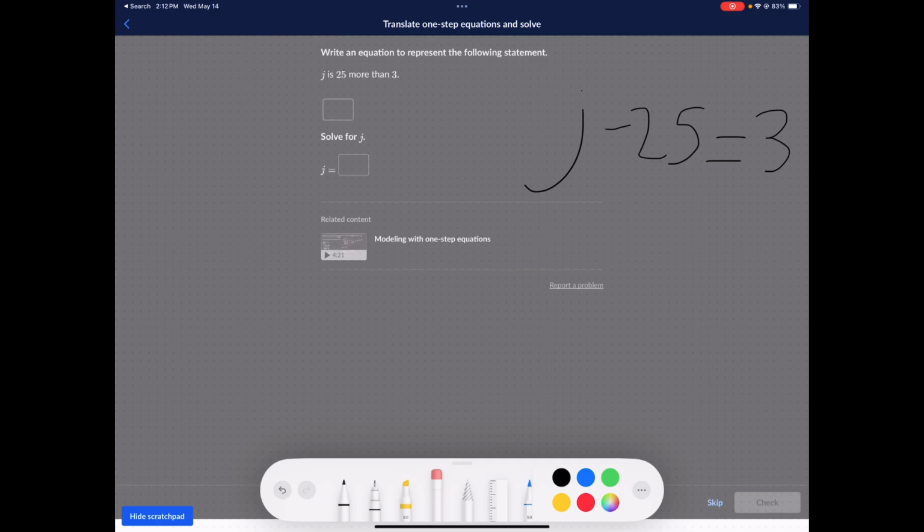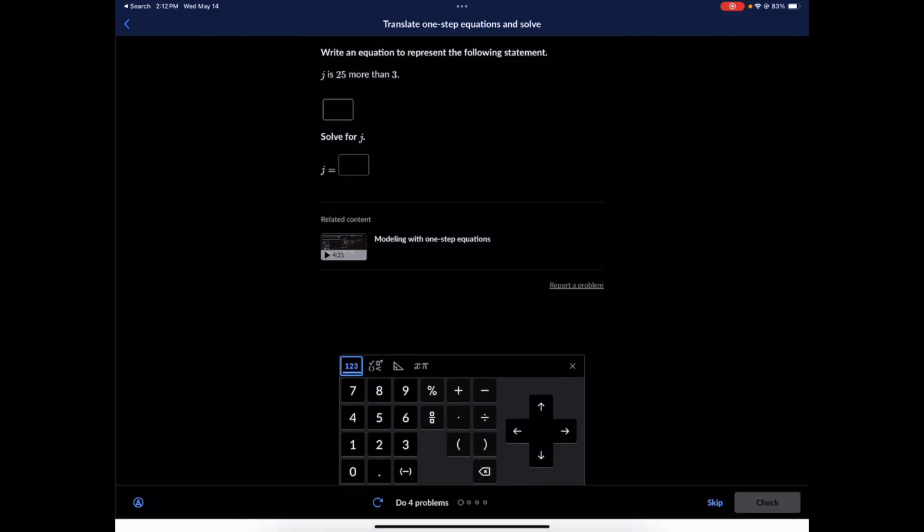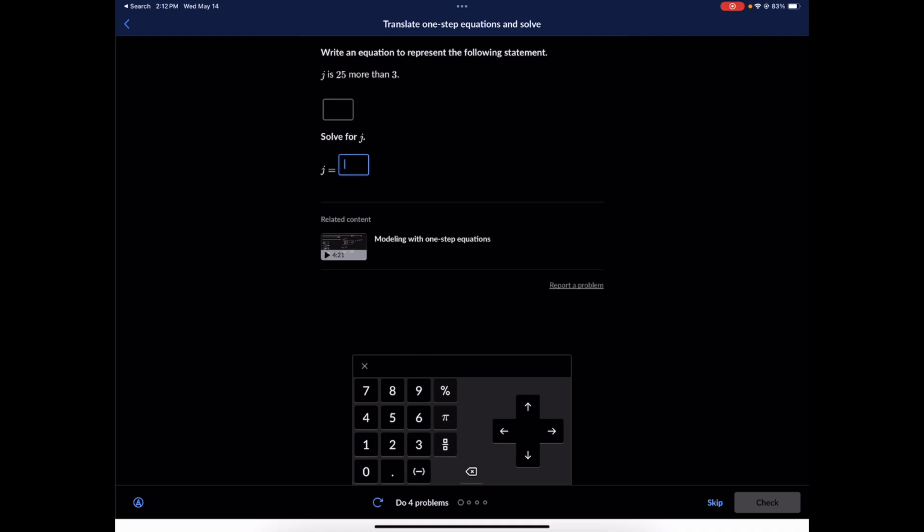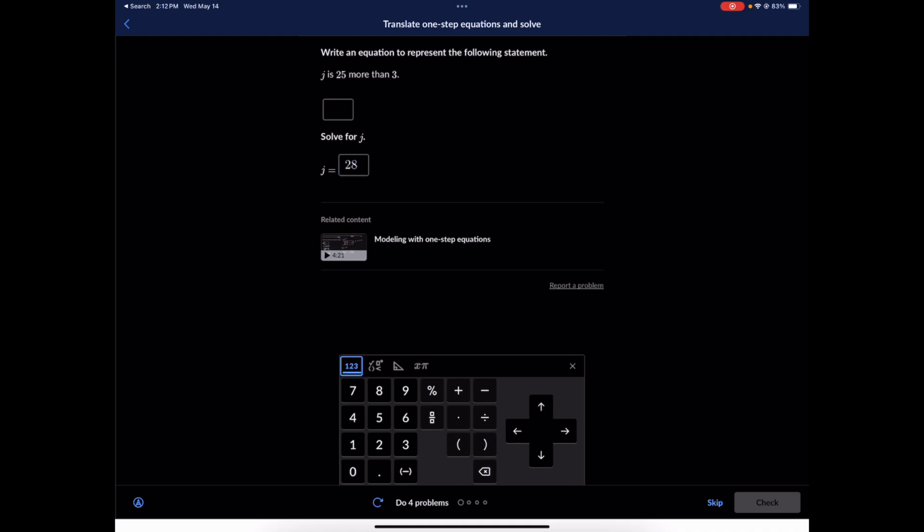So let's do this. We add 25 on each side, and then 3 plus 25 is 28. So 28 is 25 more than 3. So that makes sense, right? So it's 28 over here, and now we can write our equation. So we'll just do what we started with first. So J minus 25 is equal to 3.